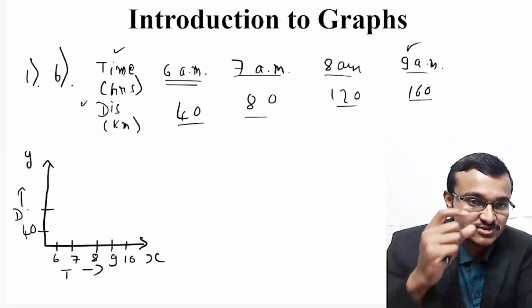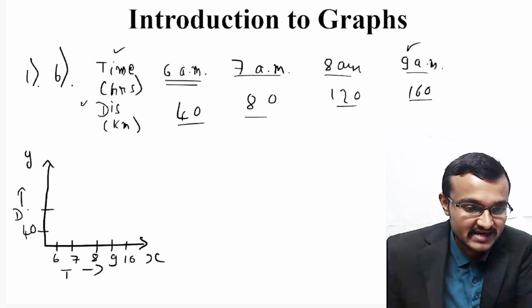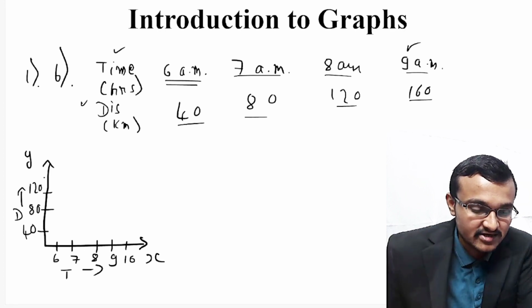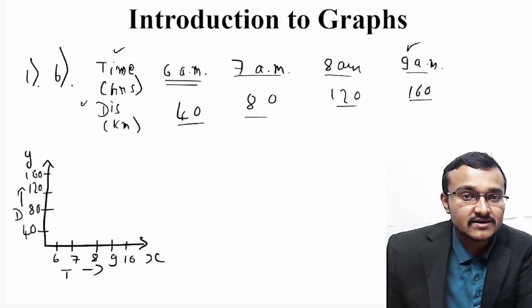While scaling, you should see to it that an equal difference is there between units. So here 40 kilometers I am keeping as constant. The second unit will be 80 because the difference between 80 and 40 is 40. Here the third unit will be 120 because the difference between 120 and 80 is 40. And the fourth unit will be 160 kilometers distance.